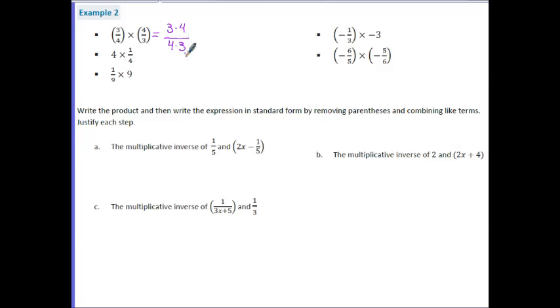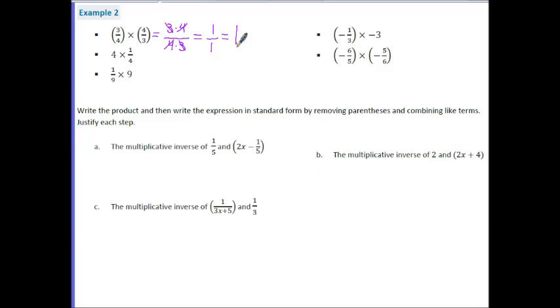And what you should notice here is that when we have a 4 on the top, 4 on the bottom, those cancel to become 1 because 4 divided by 4 is 1. And the same thing happens with the 3. 3 divided by 3 is also 1. So all of these are going to cancel and become 1 over 1. And 1 divided by 1 is 1.